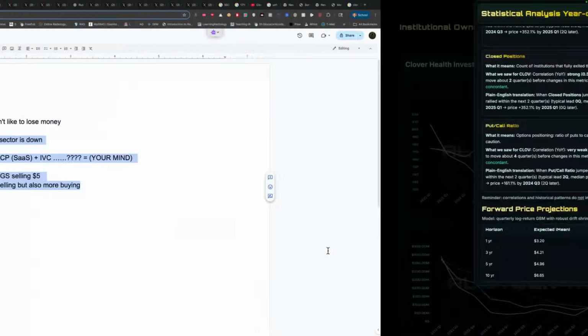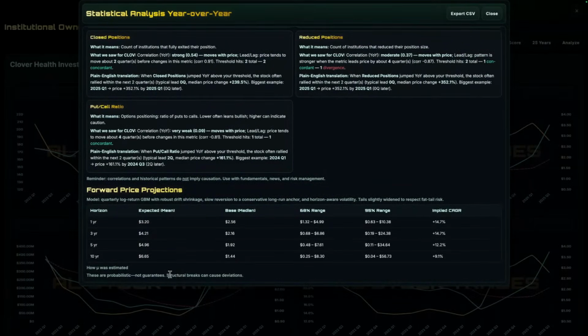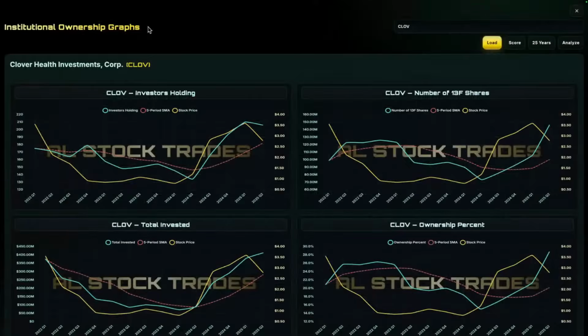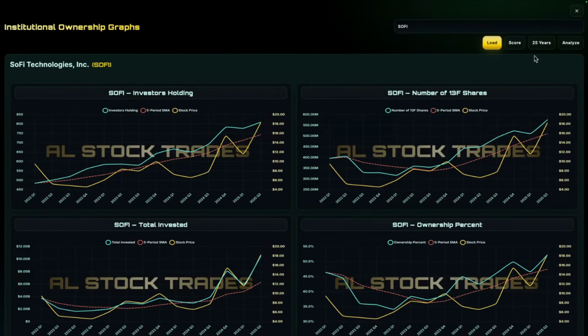But just again, we put here, these are probabilistic, not guarantees. Structure breaks can cause deviations. So let's give an example of kind of SoFi. I think SoFi is a good one. So we'll put SoFi here, and we could just do the short range analysis.